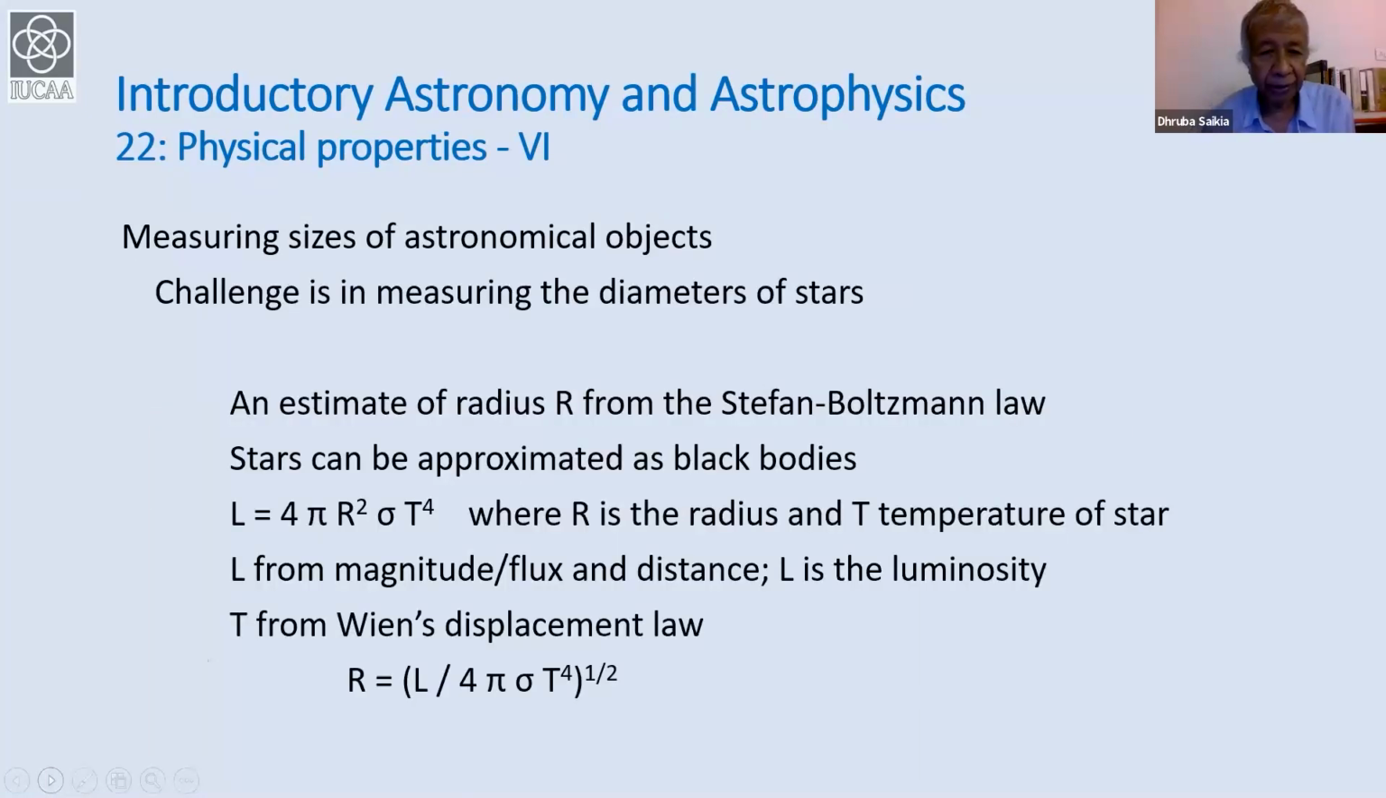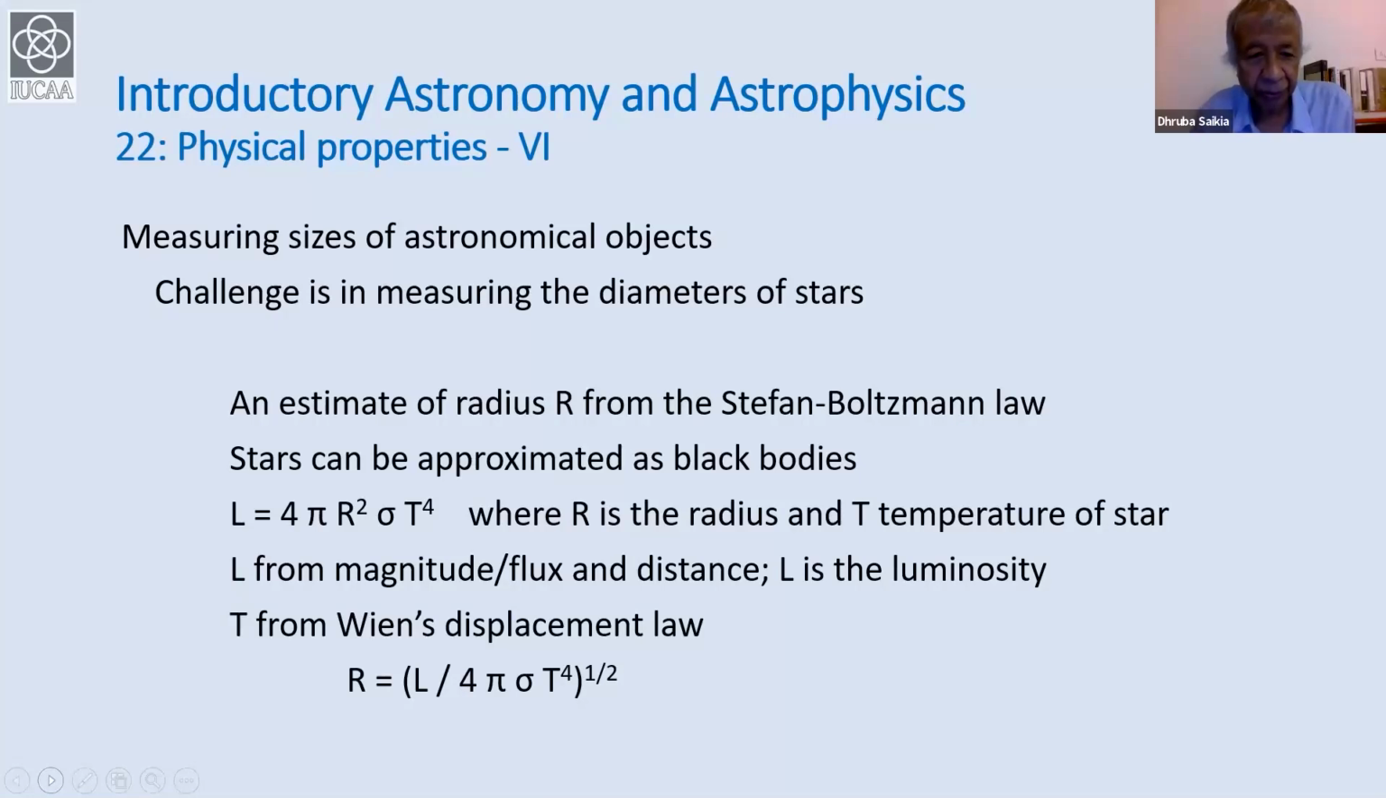Now, for stars, from a theoretical perspective, you can try and estimate what the sizes are likely to be. That comes from the fact that the stars radiate approximately like black bodies. And so you can use the Stefan-Boltzmann law that the luminosity of a black body is equal to 4 pi r squared sigma T to the power of 4, right? Where r is the radius of the object and T is the temperature of the object. In this case, we're talking about a star.